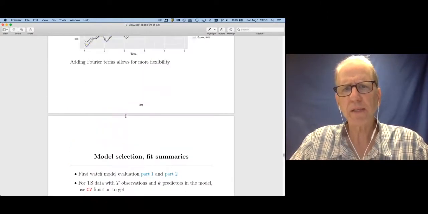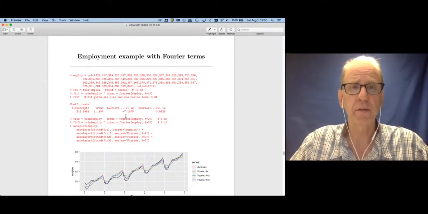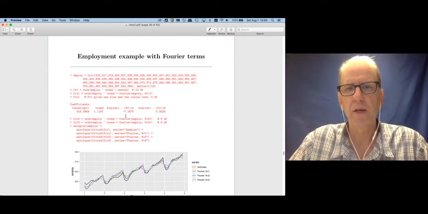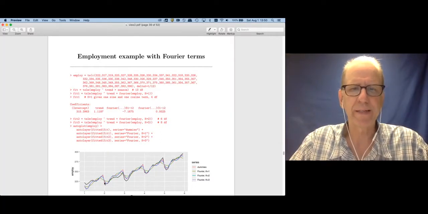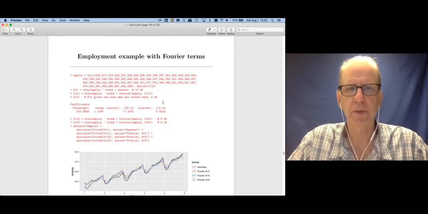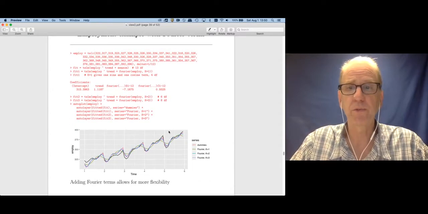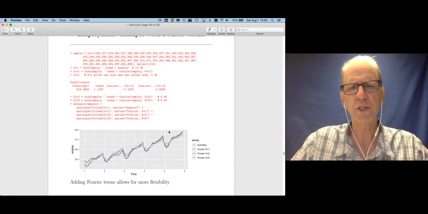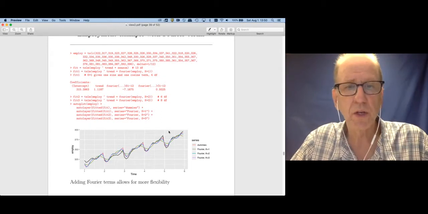So let's go back to the previous example that I just did. The previous example involved fitting this employment data either with 11 dummies, plus a trend and an intercept, or using various Fourier transforms with different numbers of terms. And so the question is, which of these should I use?